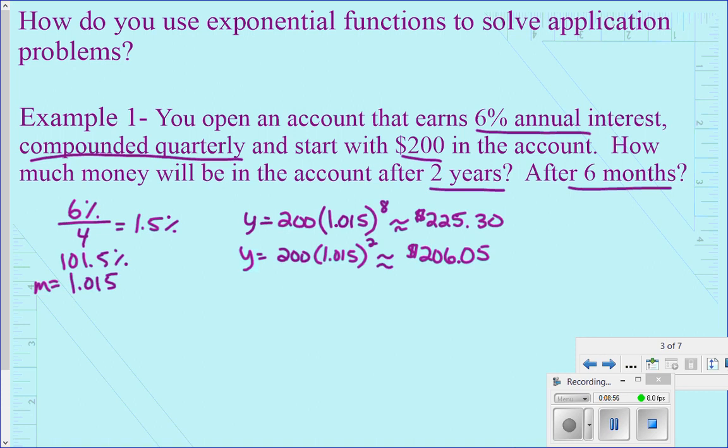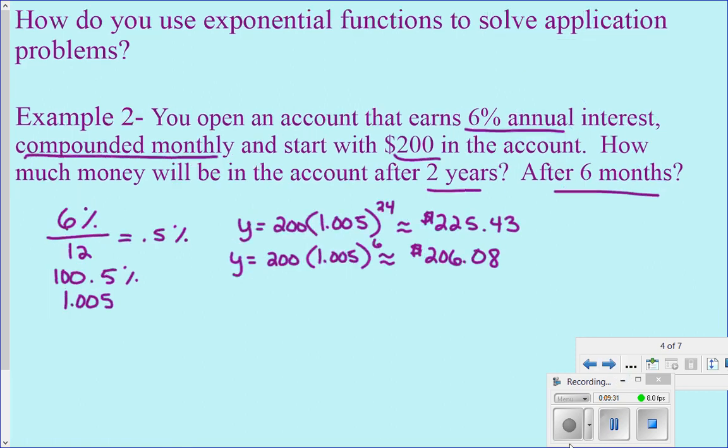Why, if you're not sure? Because compounded quarterly means only every 3 months will interest get added on. And remember, once interest is added on, then the next time interest is calculated, it's calculated based on the new total, which includes the previous interest that was earned. So the more often you're earning interest, assuming that the amounts are the same, the percentage and the dollar amount that you entered in the length of time, then the more often you're earning interest, you will have a larger total in the end. So both of these numbers, the 225.30 and the 206.05, should be smaller than these numbers because monthly is more often than quarterly. And they both are.